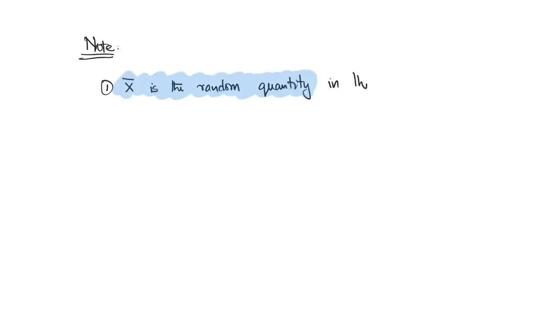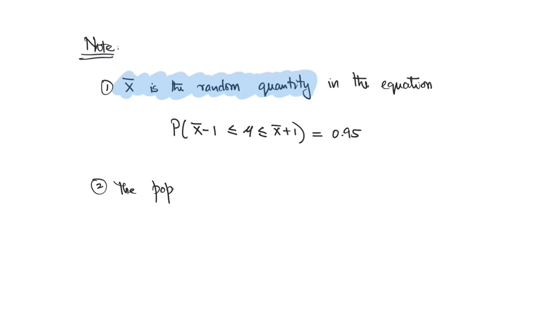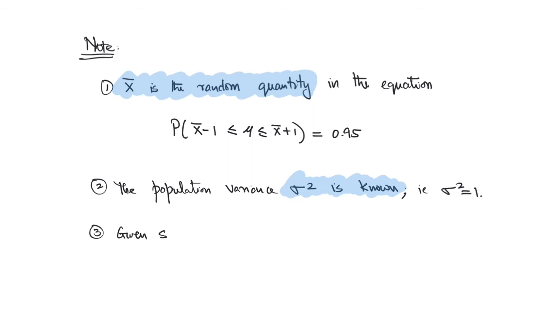There are a few things we need to note here. The first being that x bar is the random quantity in the probability equation at hand. That is, the probability of x bar minus 1 less than or equal to mu less than or equal to x bar plus 1 has to be equal to 0.95. Secondly, the population variance is known in this setting. So we're assuming that sigma squared equals 1.